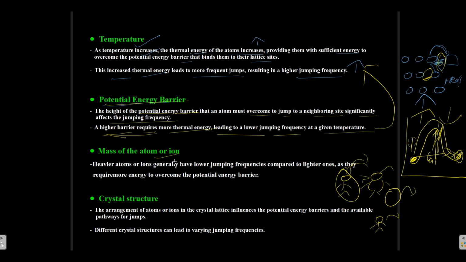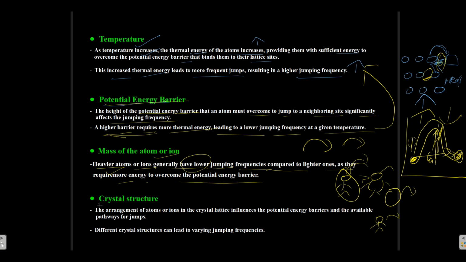So those elements or ions with low atomic mass, or lighter elements, will jump easily, and those elements which have higher atomic mass, that is, heavier elements, will not be able to jump with a little amount of energy. So you can see over here, heavier atoms or ions generally have lower jumping frequencies. Obviously heavier will have lower jumping frequencies compared to light ones, as they require more energy to overcome the potential energy barrier. So I hope you understood it properly.